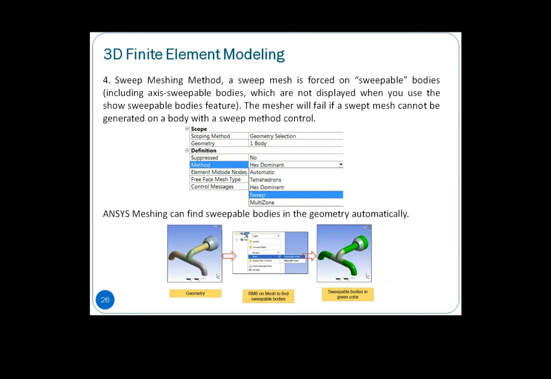Okay, but in the case where your body is not sweepable and you choose sweep, then basically your mesher will fail. Basically you have to take note of that. Then what you can do is find a body that is sweepable using ANSYS. If you click on your body, then right click and choose show sweepable bodies, it will help you know where is sweepable so that you can apply the sweep meshing method. So in the case of using sweep, you have to ensure that your body is sweepable.